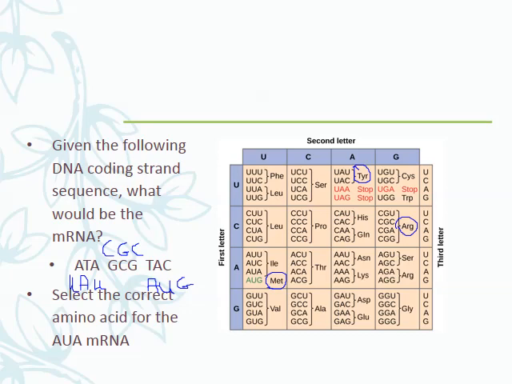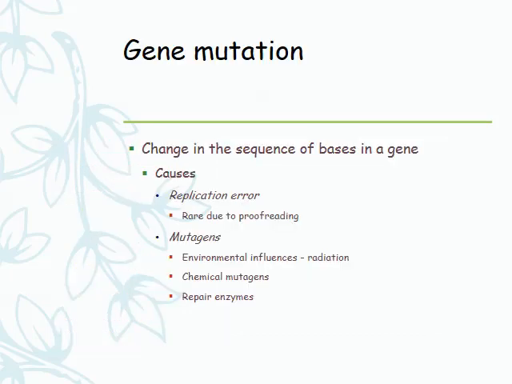Let's look at the next problem. Select the correct amino acid for AUA. We have AUA, isoleucine. We talked about genetic mutations in our previous unit.